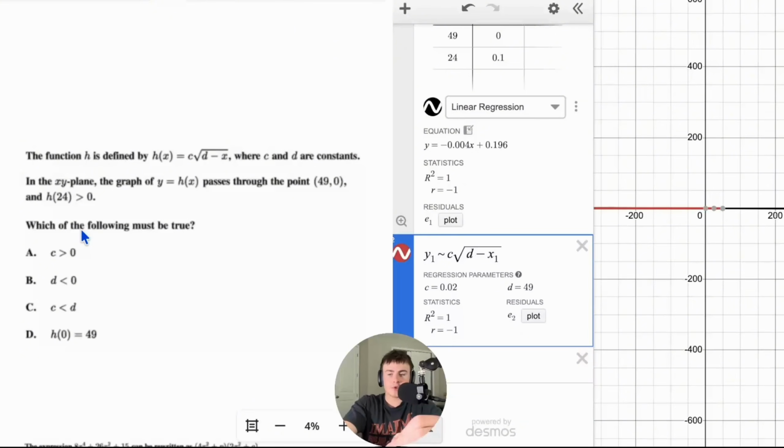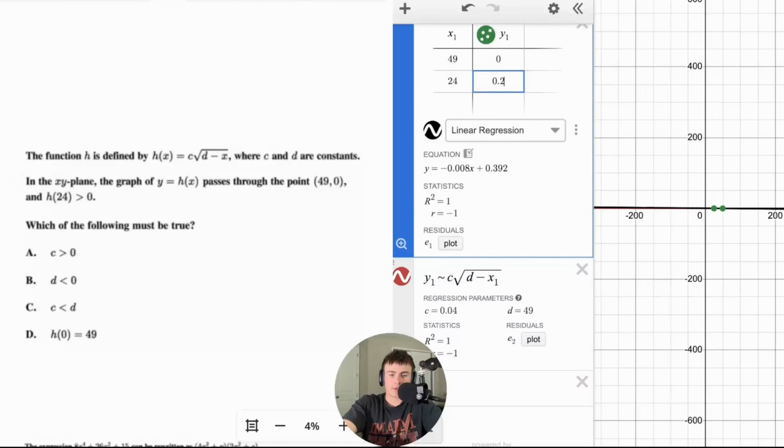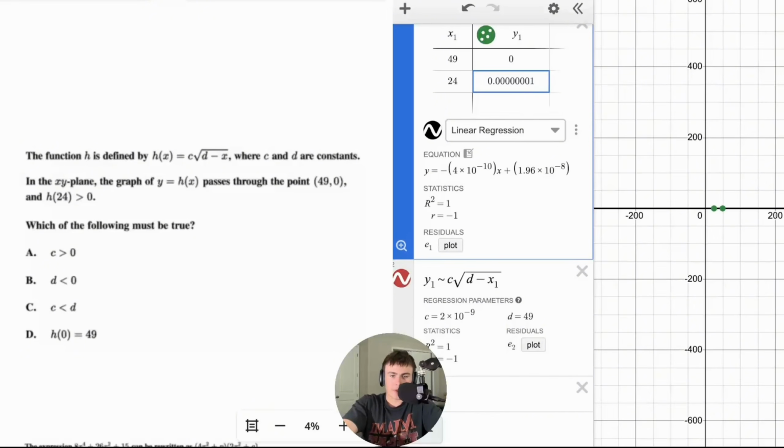So now I need to check the conditions. Which of the following must be true? Well, when the value of h of 24 is 0.1, c is bigger than 0. Let's say it's like 0.2, 0.3, if it's like very, very tiny like this. So basically what it's telling you is h of 24 is always going to be bigger than 0. So this is like the smallest it goes, basically, h of 24. So what it's telling you is c is never going to be 0 or a negative number because it can't.